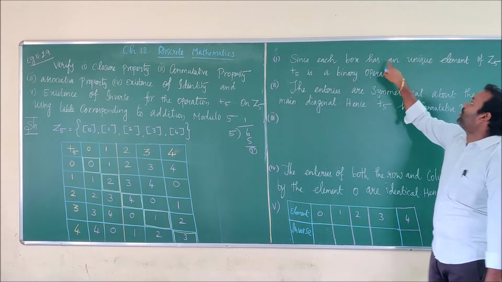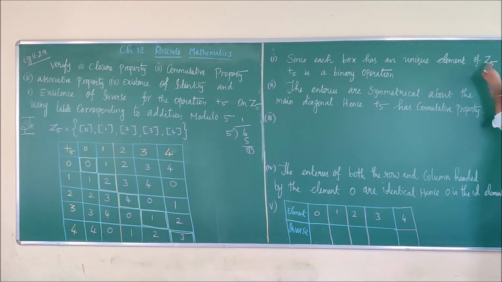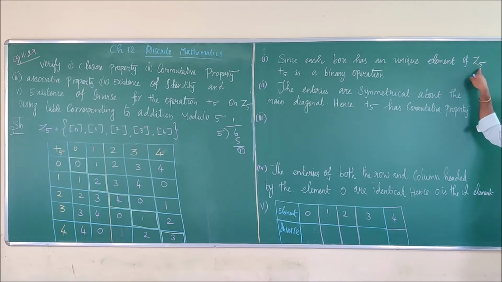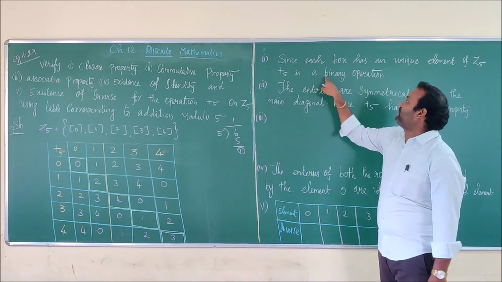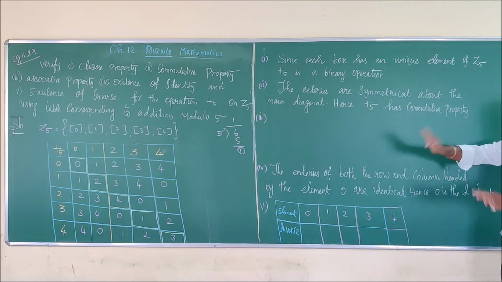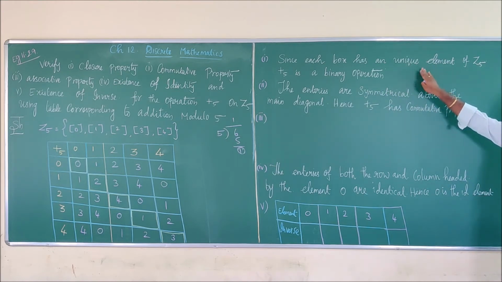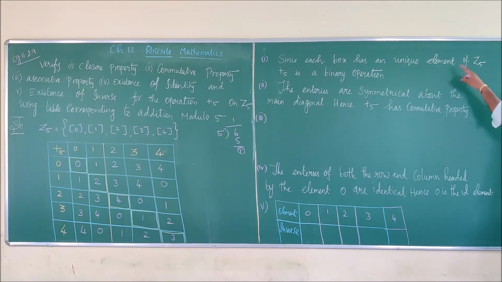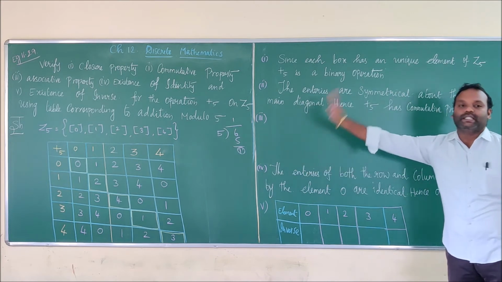Since each box has a unique element of Z5, plus 5 is a binary operation. Whenever you are getting a problem of this type, you have to write the statement by changing the operation and the set. Operation means plus 5. Set means Z5. Okay, only change the operation and the set. That is, each box is filled with a unique number.